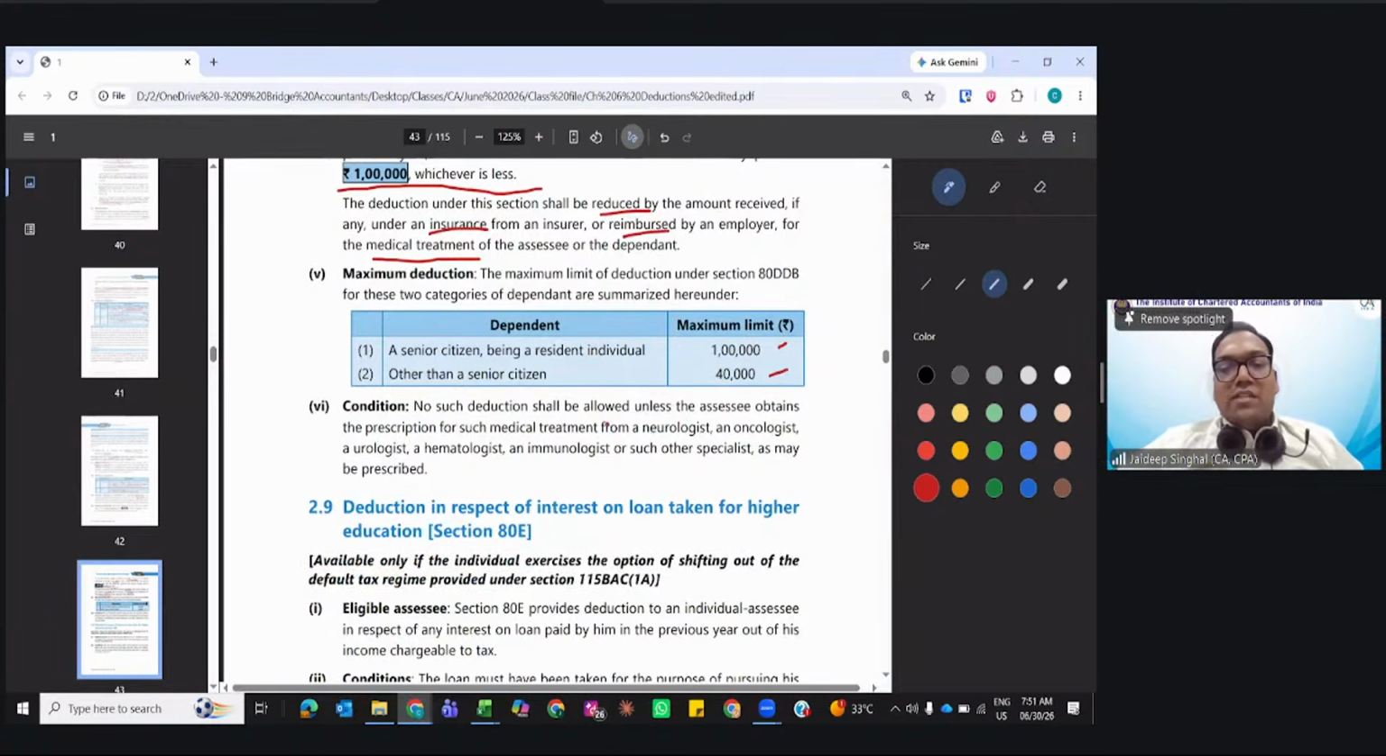Condition. No such deduction shall be allowed unless the assessee obtains the prescription. You need to obtain, I said specified disease. It is for the specified disease, right? Either you take a prescription from the neurologist, oncologist, urologist, hematologist, immunologist, or any other specialist as will be prescribed. You need to have this prescription in hand. Okay, clear? So this is simple.